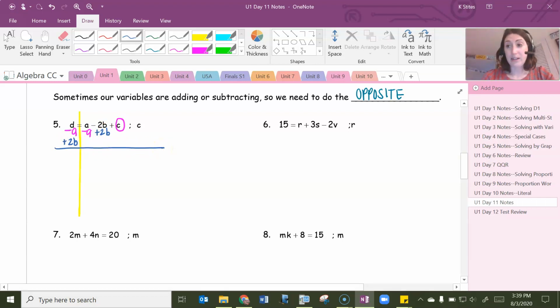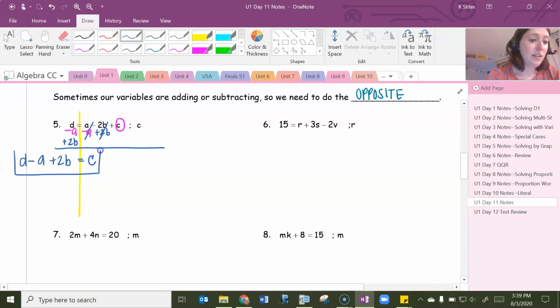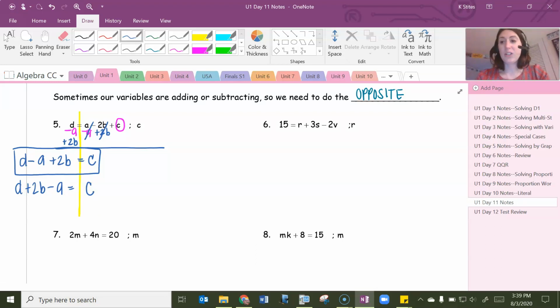Okay, and then I'm going to rewrite it horizontally. So it's going to be d minus a plus 2b equals c. And that would be my answer. Okay, now if you had this, that would also be fine because the 2b is still positive and the a is still negative. All right, so there are a couple of correct answers for these guys.